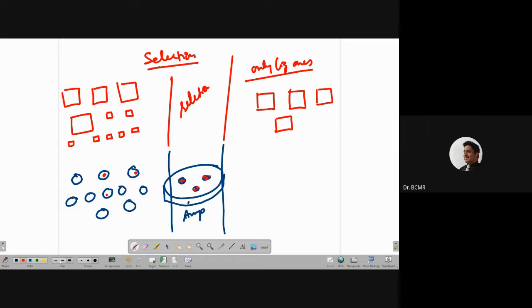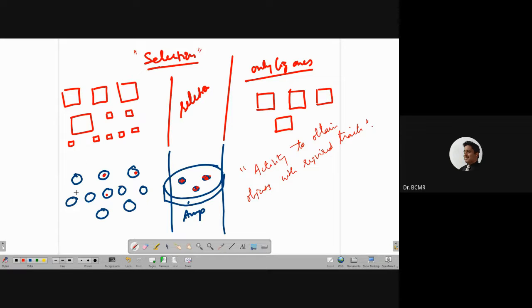So simplistically, if you're talking about selection, it is an activity or a procedure, you can say, to obtain objects or cells here with required traits. Right? So that is selection.